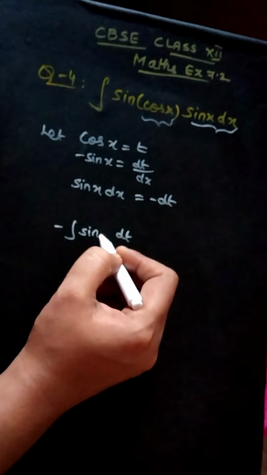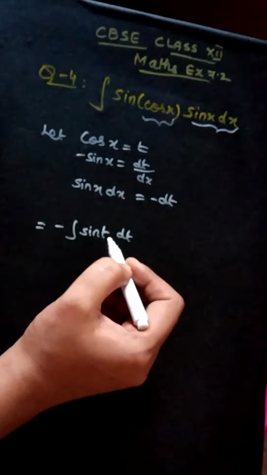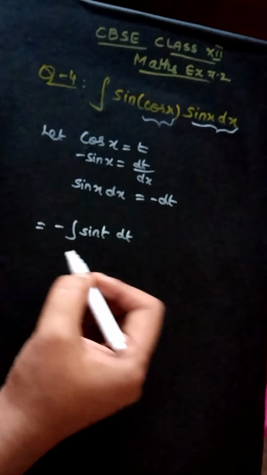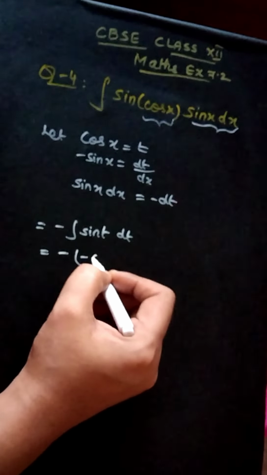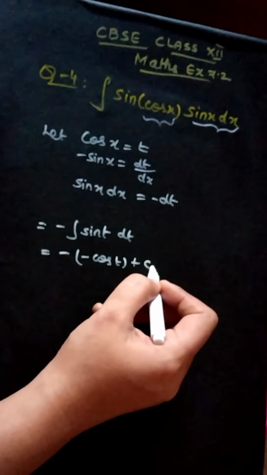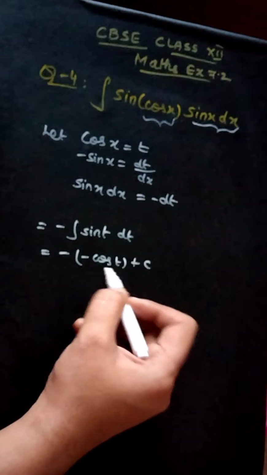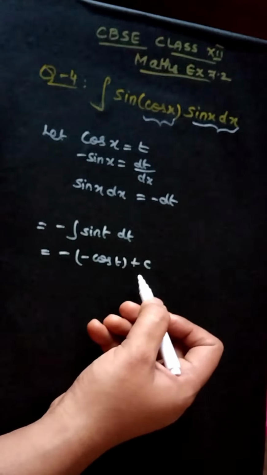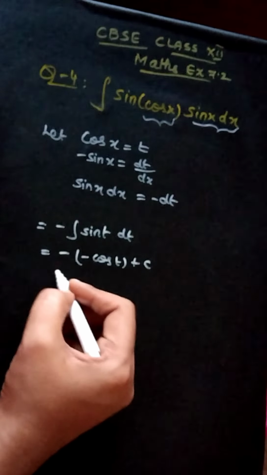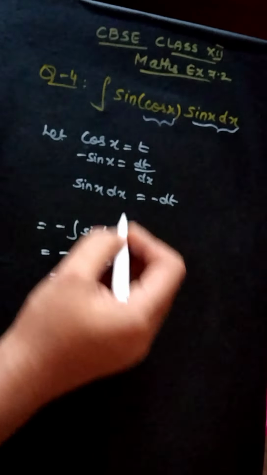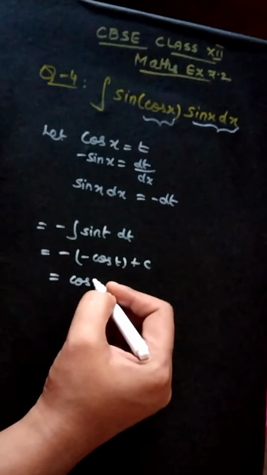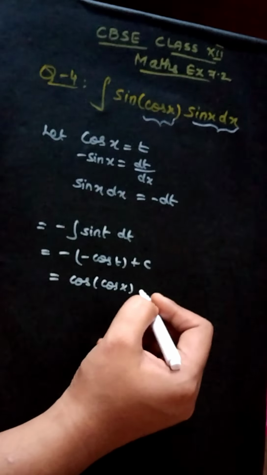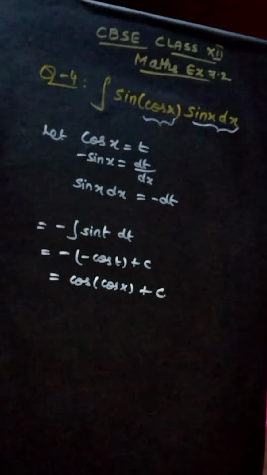So that becomes sin t, minus integral of sin t dt. When we integrate this sin t, we get minus cos t, and coefficient of t is 1. So by 1, if you write it or not, that is not a problem here. Minus and minus becomes plus, and in place of t, it is cos x. So cos of cos x plus c is the final answer.